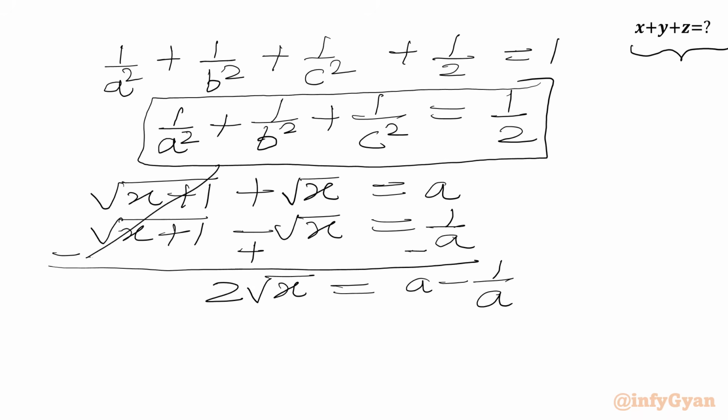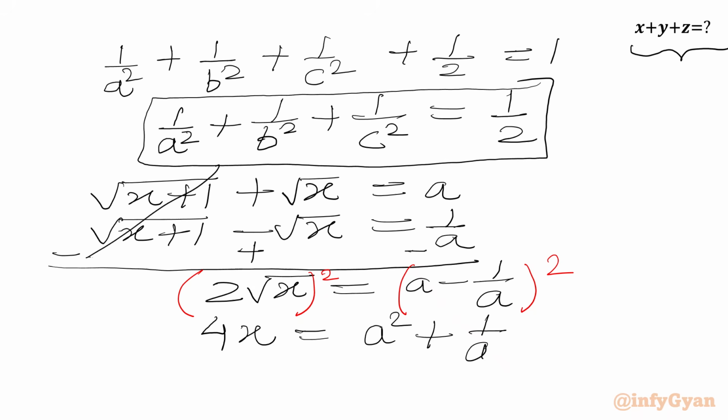Now we have a square root in LHS, so better is to consider squaring both sides. Now we'll be using the A minus B whole square formula in RHS, and in LHS 2 square is 4. Square root x whole square is x. Will be equal to A square plus 1 over A square minus 2.